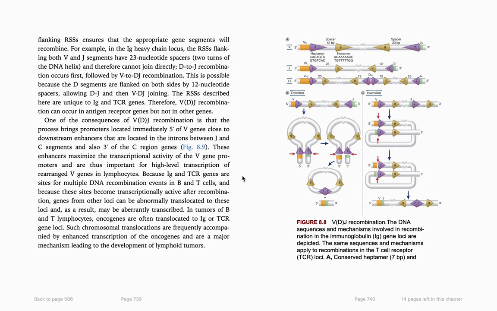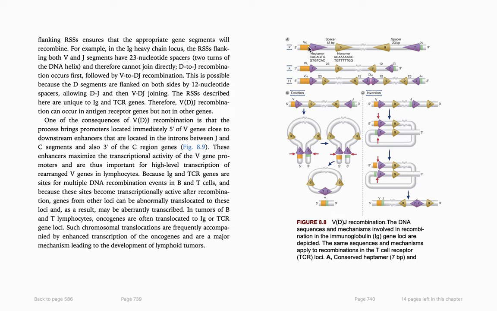Because Ig and T cell receptor genes are sites for multiple DNA recombination events in B and T cells, and because these sites become transcriptionally active after recombination, genes from other loci can be abnormally translocated to these loci, and as a result may be aberrantly transcribed. In tumors of B cells and T lymphocytes, oncogenes are often translocated to Ig or T cell receptor gene loci. Such chromosomal translocations are frequently accompanied by enhanced transcription of the oncogenes, and they are a major mechanism leading to development of lymphoid tumors.